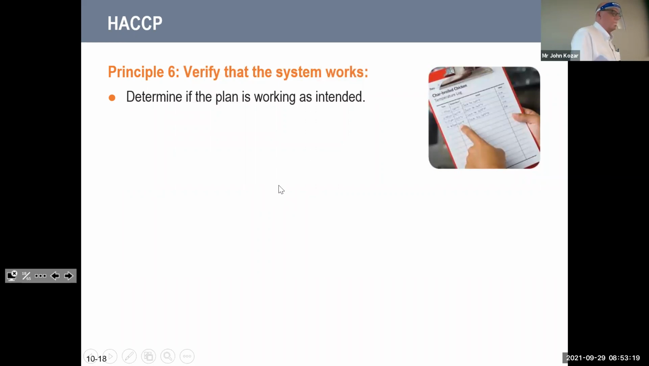Verify that the system works. So we're going to keep records, checking the times that the chicken breast was checked.